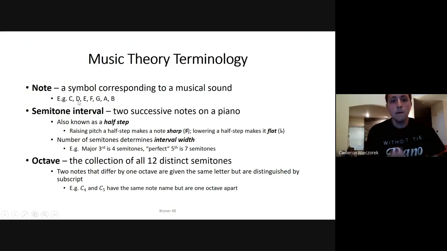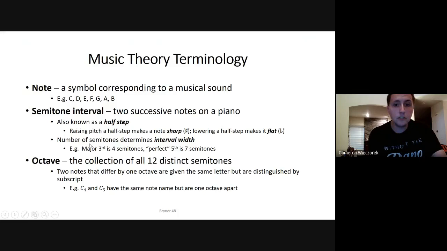higher. The distance between any two successive notes on a piano is what we call a semitone interval, or a half step is what it's also called. If you start at a note and you raise the pitch a half step, it makes the note sharp. And if you lower a note a half step, it makes it flat. So for example, if I go from C and I go one semitone above it, that would be a C sharp. If I was to go from C and go down a half step, that would be a C flat. So it just depends on which direction you're moving a semitone, up or down.